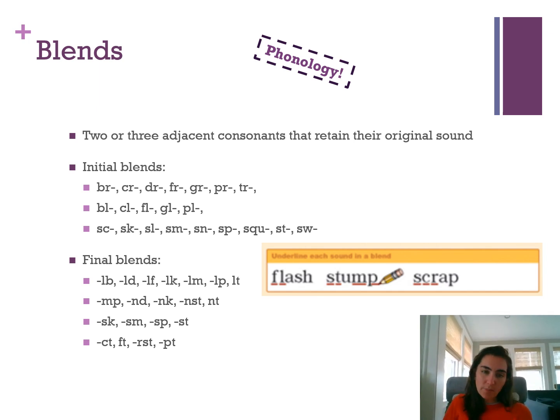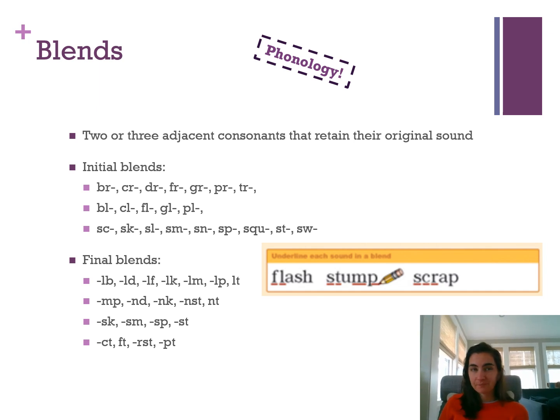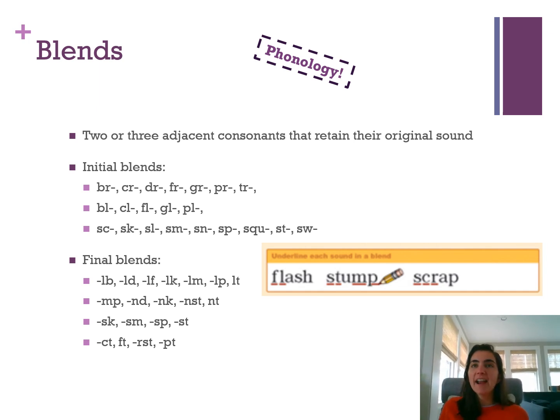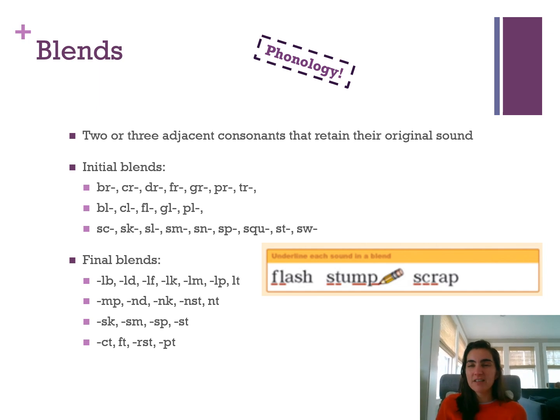Now, words with initial blends are typically easier to hear than words with final blends. And I don't mean literally hear, physically. I just mean process in your phonological processor. Those final blends, they tend to get kind of lost at the end of the word when we're spelling. So you might see more issues spelling with final blends at the end of words than at the beginning of words.